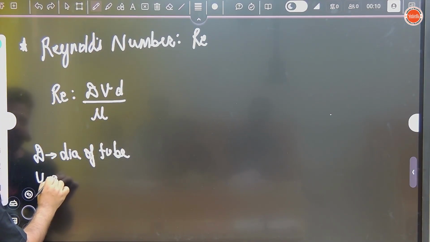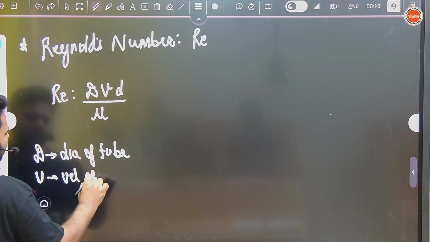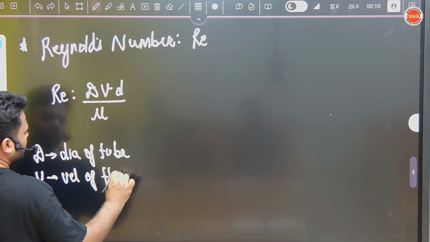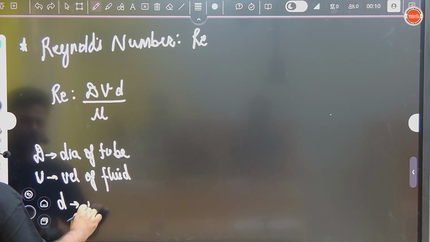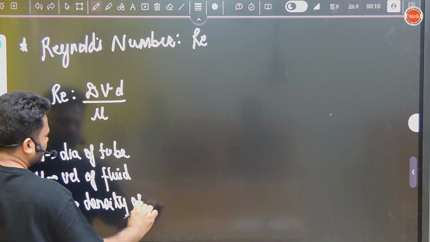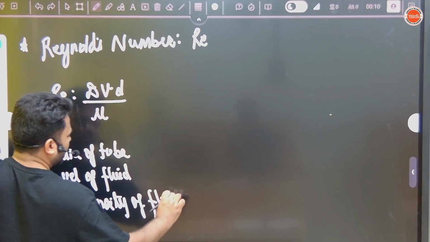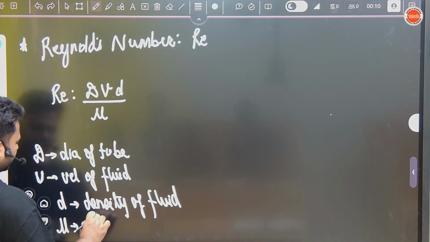V is the velocity of the fluid. Small d is the density of the fluid. And mu is the coefficient of viscosity.